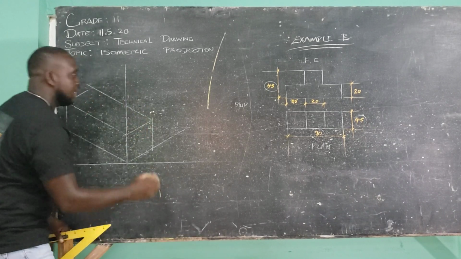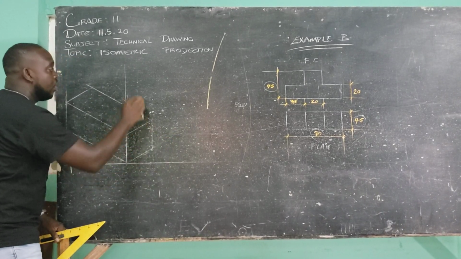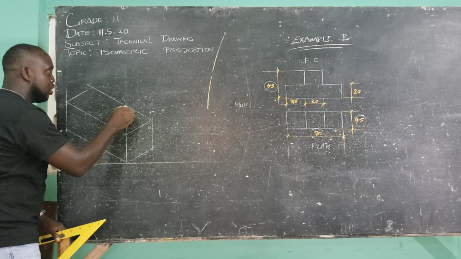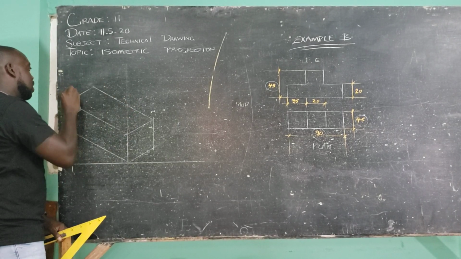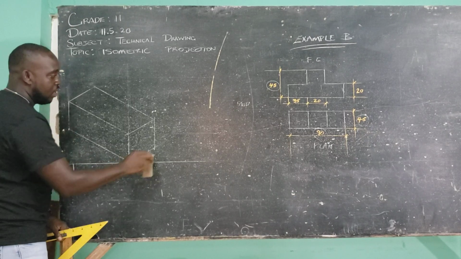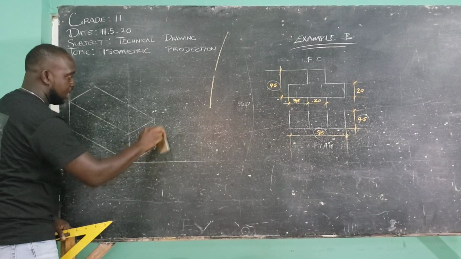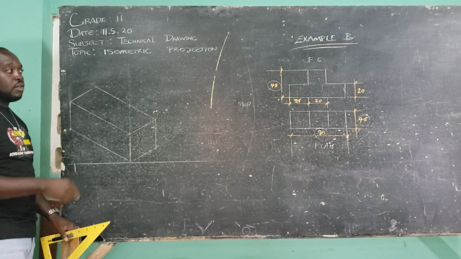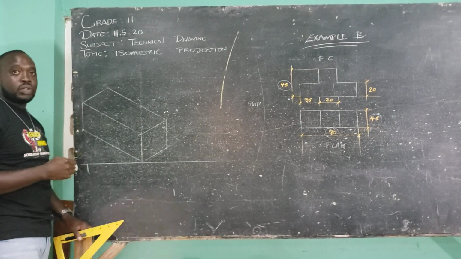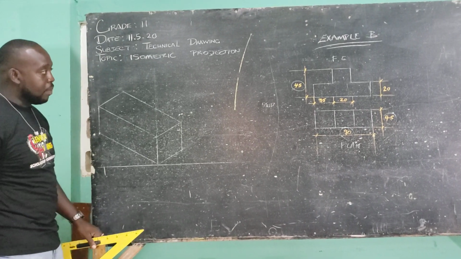So just for clarity, I can go ahead and remove some of the excess lines, for you to be able to see the object without any form of disruption. Alright? And that is our isometric box. From this box now, we need to cut our figure. From this box.